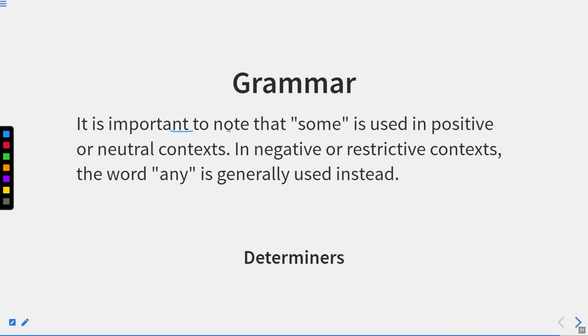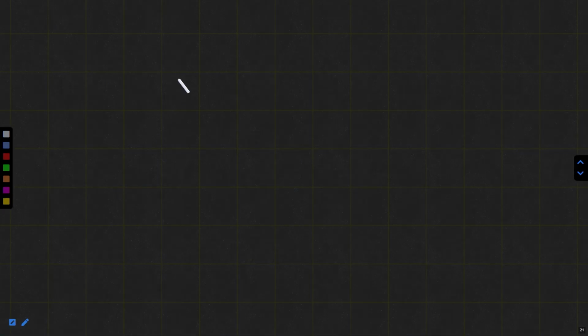It is important to note that some is used in positive or neutral contexts. In negative or restrictive contexts, the word any is generally used. So in a positive sense we use some, and in a negative sense we use any. This we should keep in mind. The points for any and some: any is used in negative sense and some is used in positive sense.